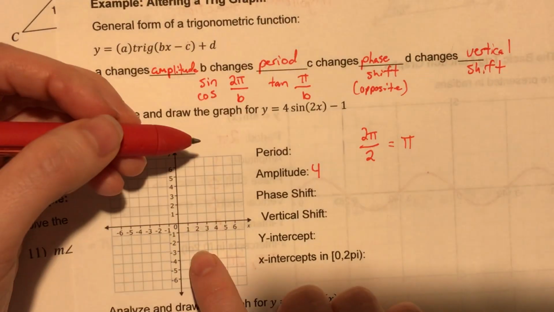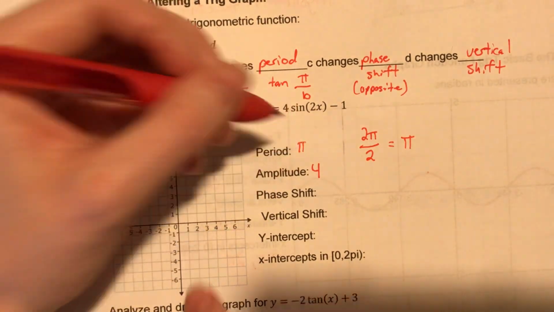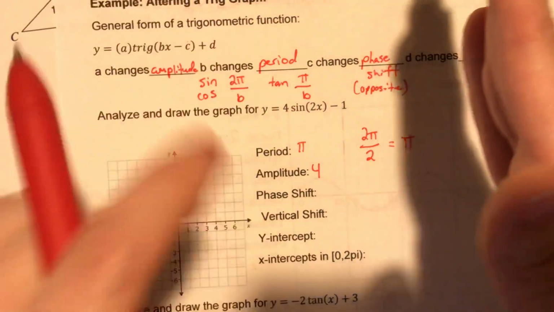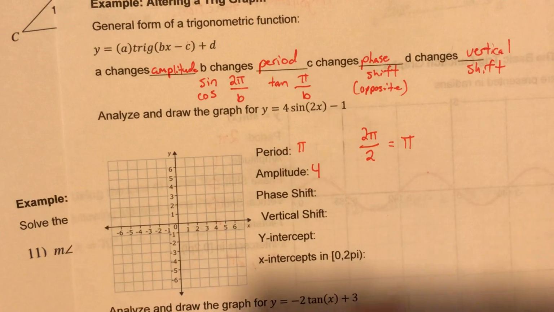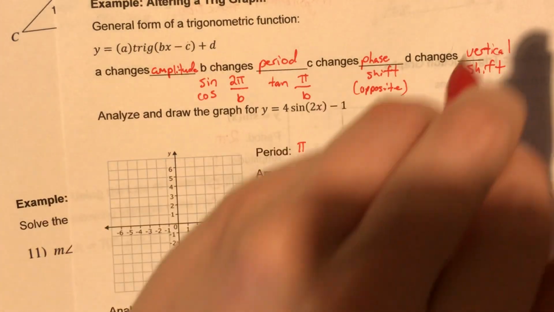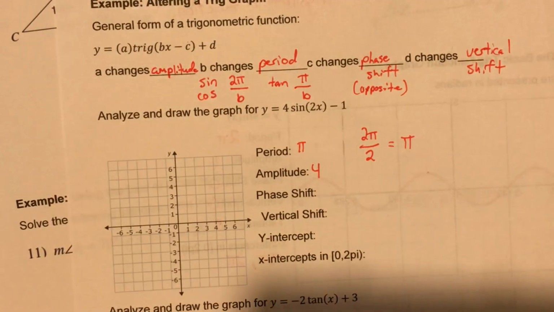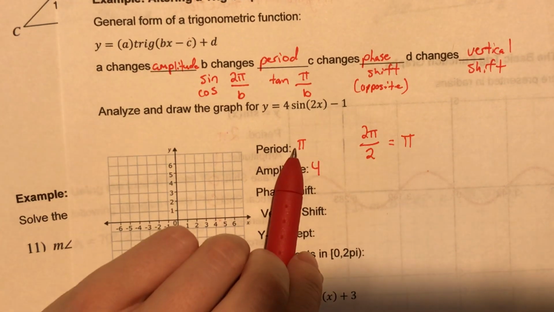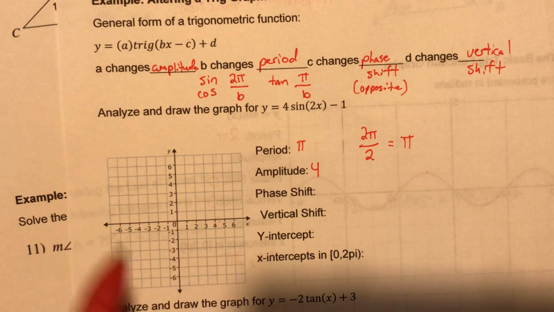So the period of this graph is going to be pi. What that means is that this graph, instead of being a broad wave function, is going to be closer together. It's going to be twice as squished together. It has to complete its whole cycle in half the time.